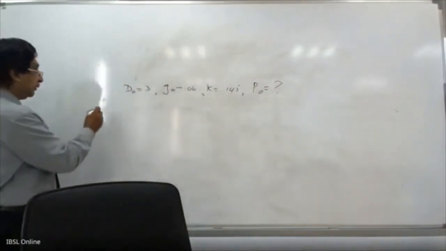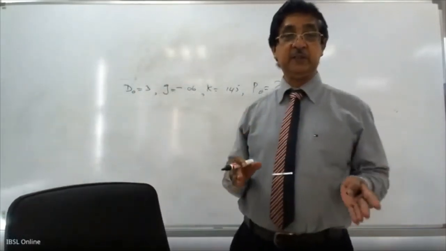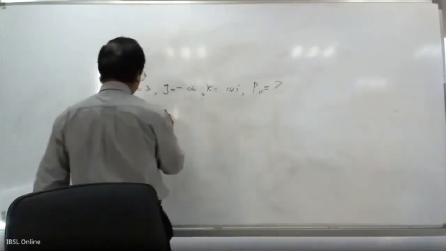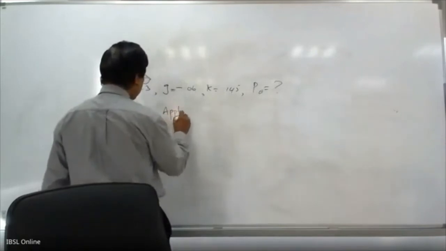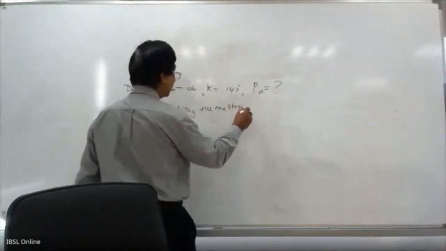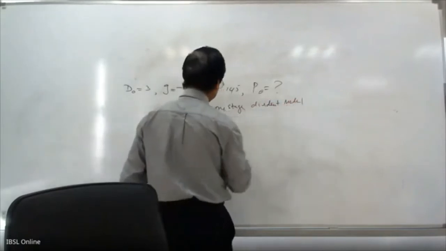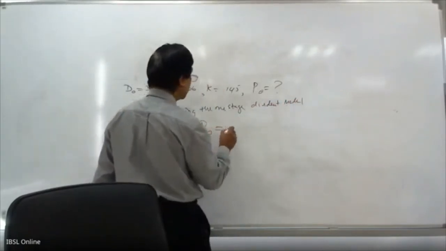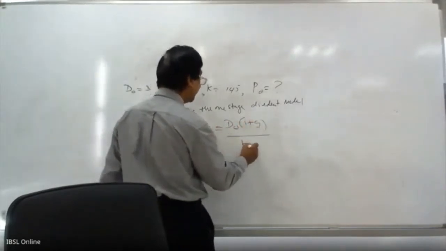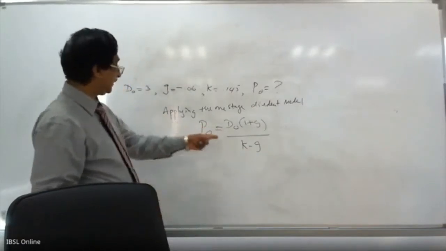Now, if you work out the problem in the examination, you have to write down something. So you just say, applying the one stage dividend model, P0 is equal to D0 (1 plus G) divided by K minus G. Now we can apply these things here.